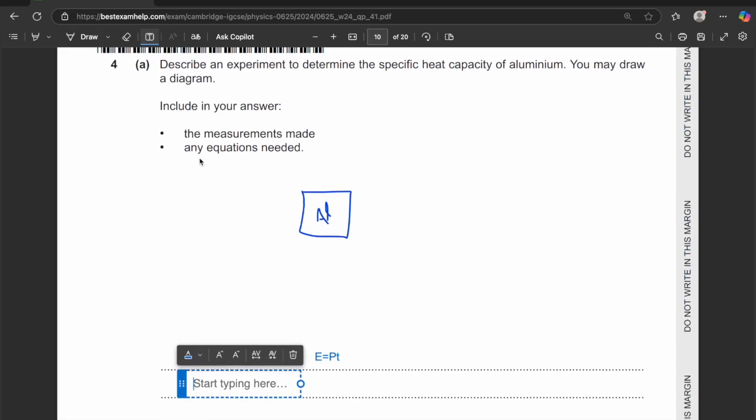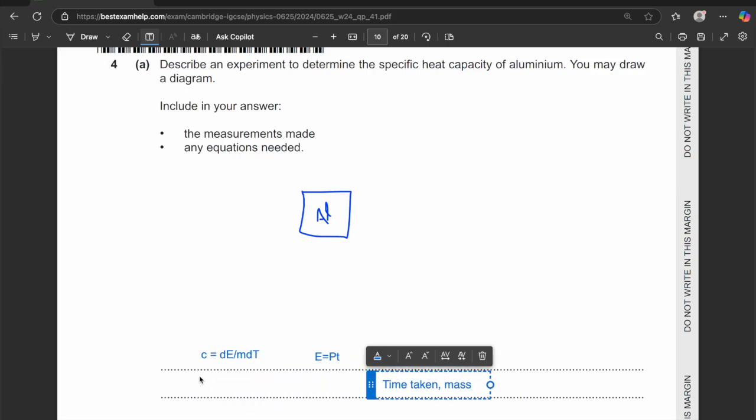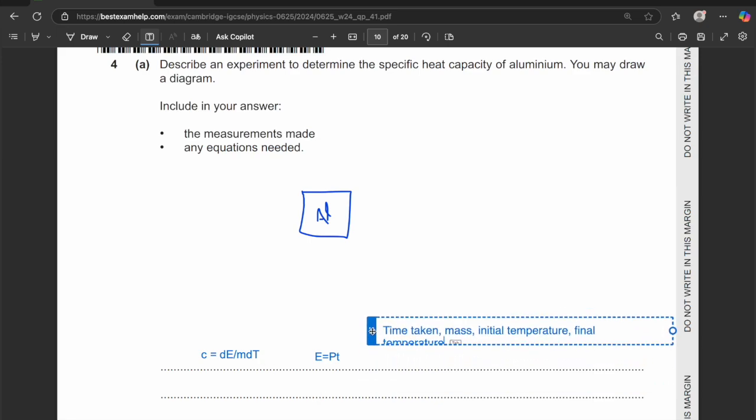And then we have to describe the measurements as well. The measurements needed will obviously be the time taken that you give that power for, and then the mass of the aluminum block, because you can see that in the equation, right? So those are the quantities that you need to know. And then the initial temperature, so you obviously need a thermometer. Initial temperature, and then final temperature. So you have to describe the experiment. This is just some ideas of what to include in the description.